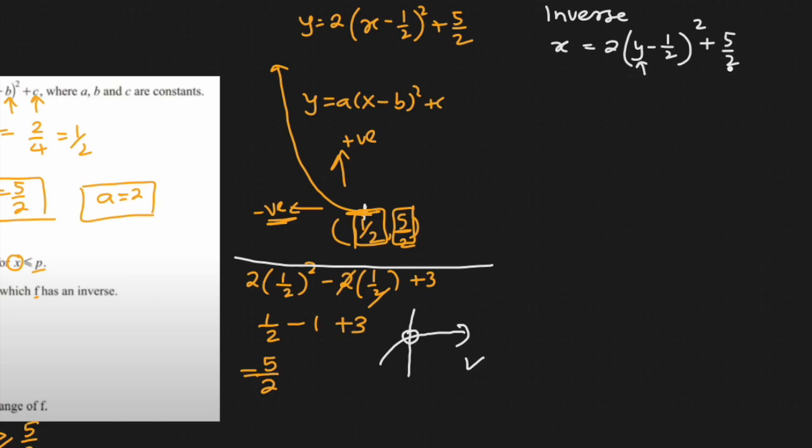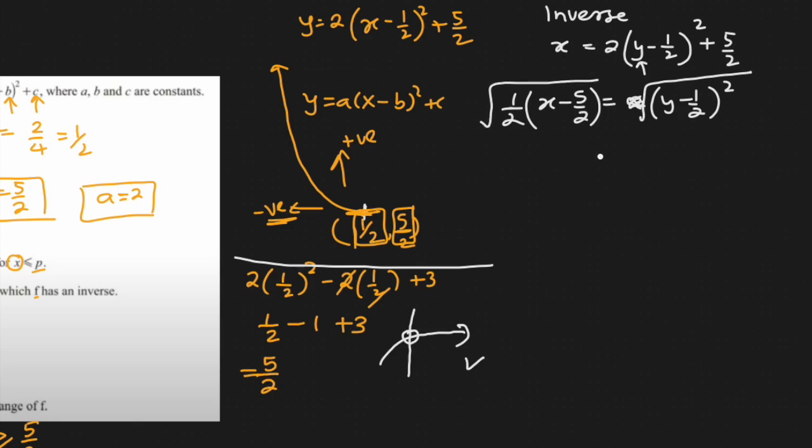First of all, this 5 by 2 should go, so it will go to the left side, equal to 2y minus half square. Next, this 2 should go, so the other side will become half. So when this 2 goes to the other side, it becomes half and multiplies with the rest of it, cross multiply. And now this square must go. So I'll square root this side and square root this side also.